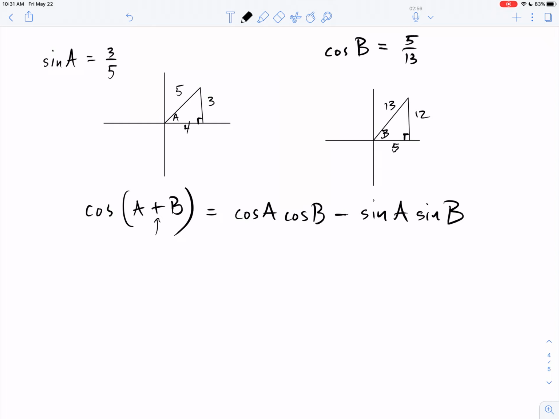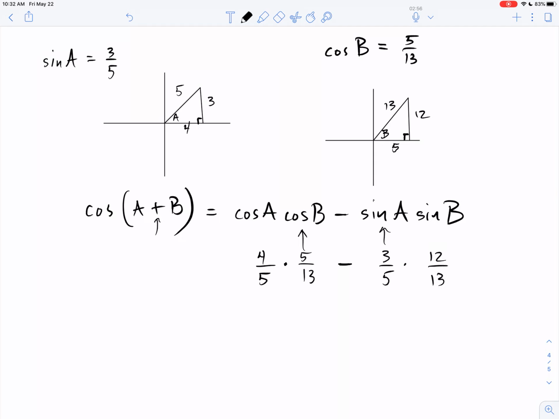Well, let's fill in the blanks we already know. They told me the sine of A. That's 3/5. What else did they tell me? The cosine of B. They already told me that. That's 5/13. So let's get the cosine of A. Let's fill in the blanks here. Cosine of A would be adjacent over hypotenuse, minus, what's the sine of B? I have to go grab that. That looks like it's going to be opposite over hypotenuse.